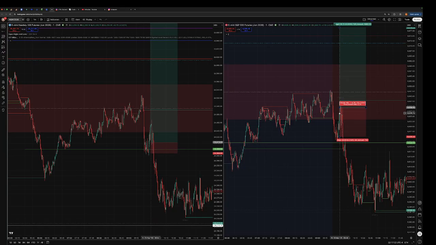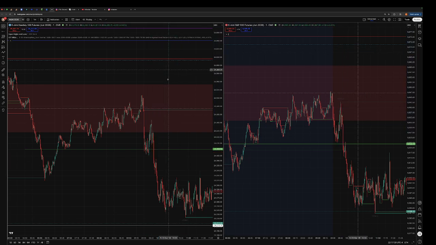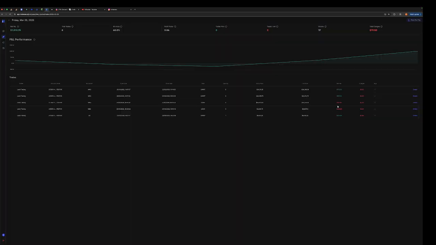And an SMT, and we got distribution. So if I was right, this leg would continue and we would deliver. However, I was wrong. So I took two L's there, as you can see. One on MES and one on MNQ.